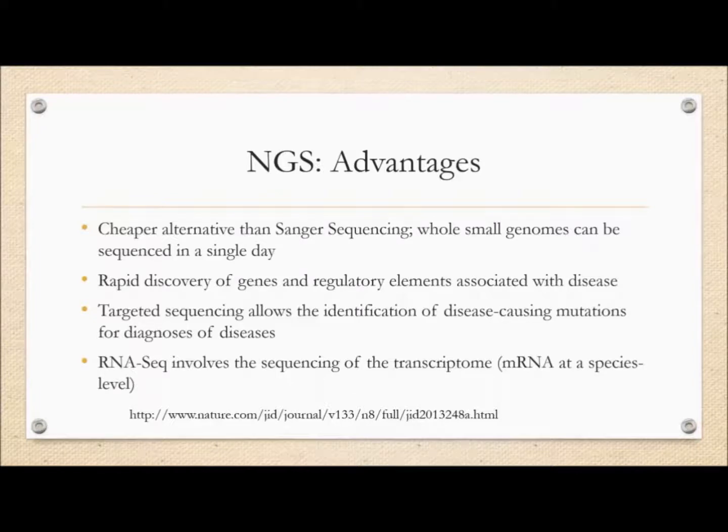So, what are the advantages of next generation sequencing? As this discussion progresses, you understand that they're kind of obvious, but let's enumerate them anyway. It's a cheaper alternative than Sanger sequencing in the sense that, more importantly, you can do several Sanger sequencing steps simultaneously, several hundreds, several thousands. Small genomes can be sequenced in a single day, so speed, the high throughput nature of it, a rapid discovery of genes and regulatory elements associated with disease. Targeted sequencing allows the identification of disease causing mutations for diagnosis of disease.